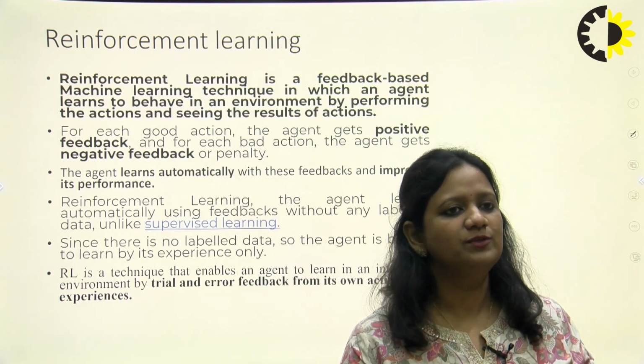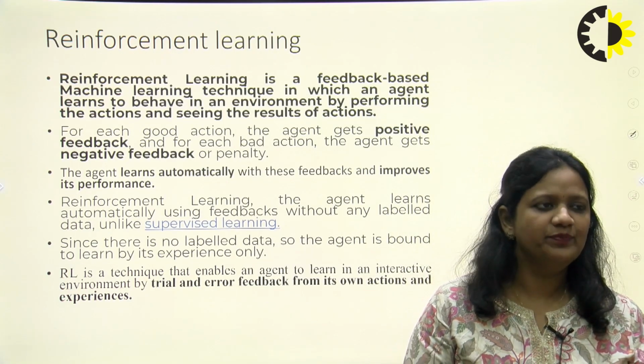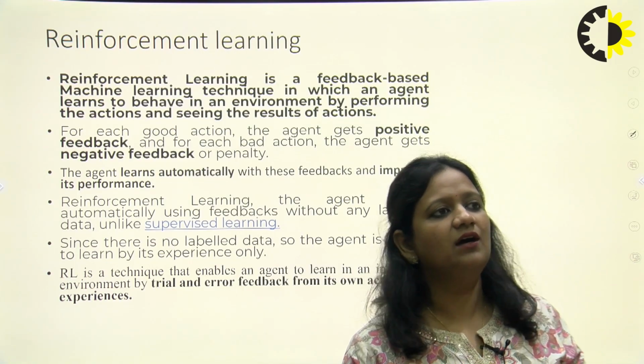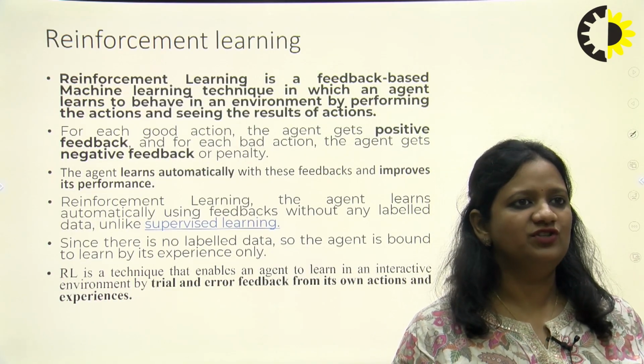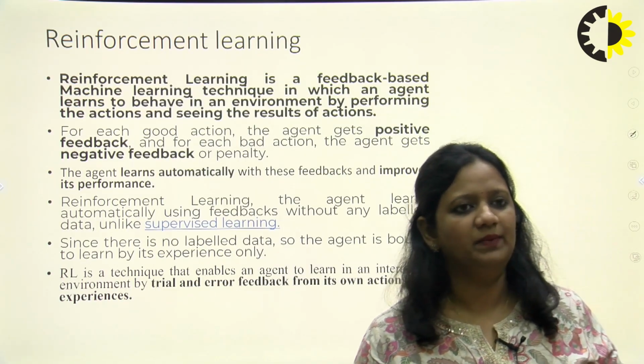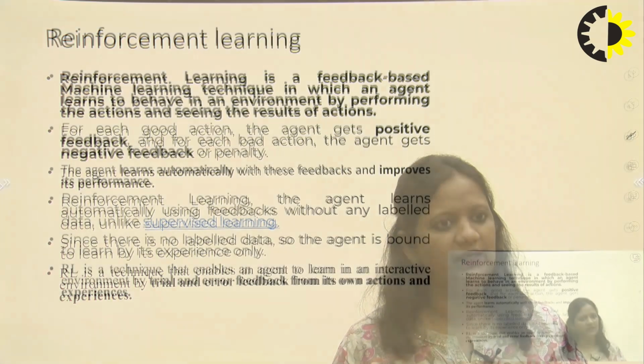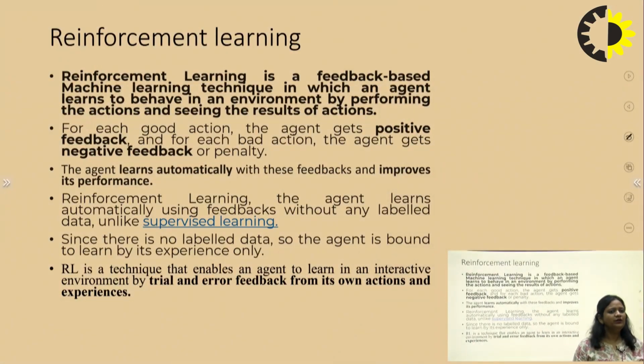Reinforcement learning is a feedback-based machine learning technique in which an agent, which can be any robot or any software, learns to behave in an environment by performing actions and seeing the result of the action. So this is the definition of reinforcement learning. Reinforcement learning is a feedback-based machine learning technique.